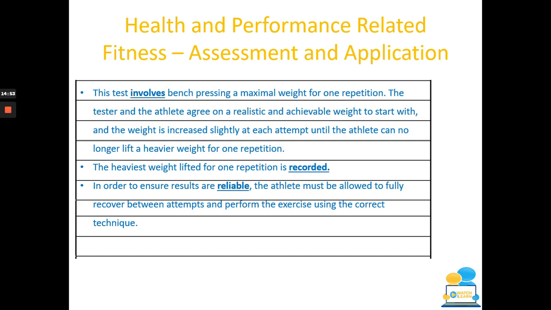So we're then explaining what the test involves, what's recorded, and then reliability, same as the speed test. So the test involves bench pressing a maximal weight for 1 repetition, and then we're explaining a 1 repetition maximum testing protocol. The tester and the athlete agree on a realistic and achievable weight to start with. So essentially that's a warm-up. You start off with a weight you can lift quite easily, and then the weight is increased slightly at each attempt until the athlete can no longer lift a heavier weight for 1 repetition. So that is a 1 repetition maximum.